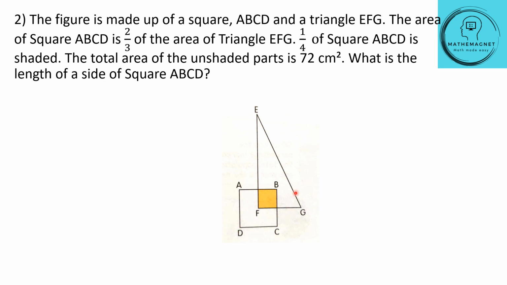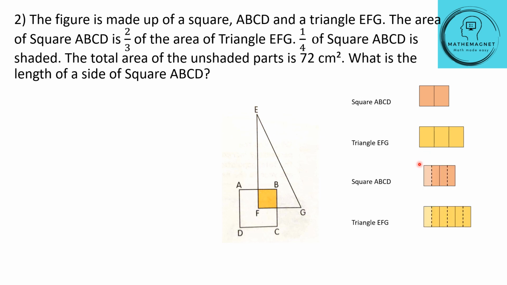Now what we need to keep in mind is this portion, this yellow shaded portion, does not belong just to the square but also is a part of a triangle EFG. Keep that in mind while we solve this problem. So let us see the bar model. Initially, the fraction of square to triangle is given as the ratio 2 by 3. So the square will have 2 units and triangle EFG will have 3 units.